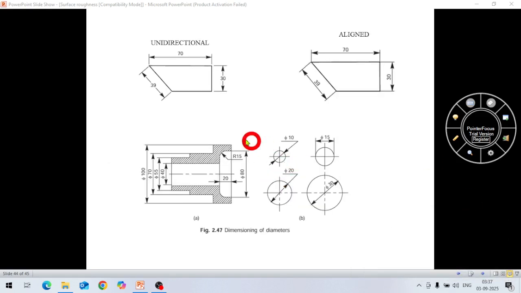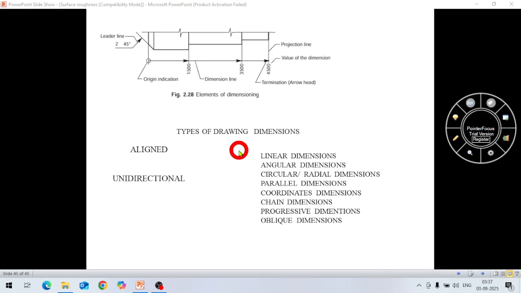Okay, so here if you see, we have done linear dimensions. Also you have come to know horizontal, vertical, angular, which I have explained, circular, radial, all dimensions are given here. Parallel dimension is also clear, and coordinate dimension I have cleared, and chain dimension also. Oblique dimension also I have explained.